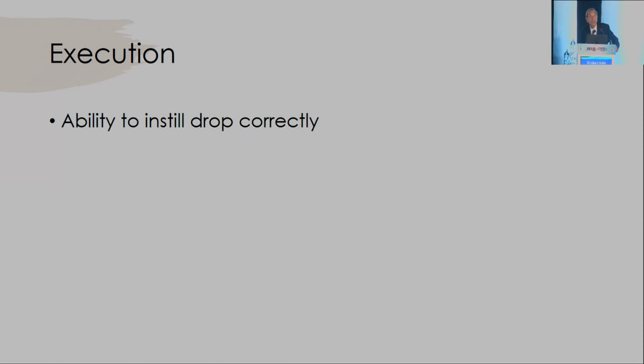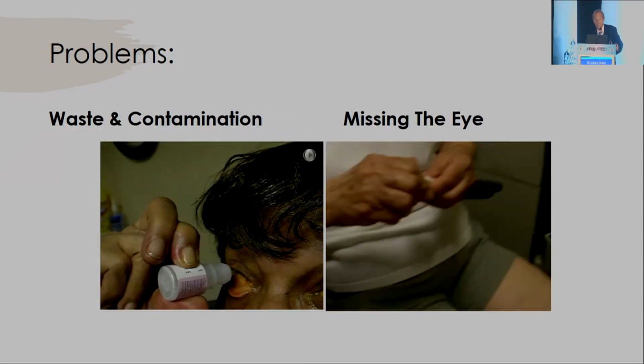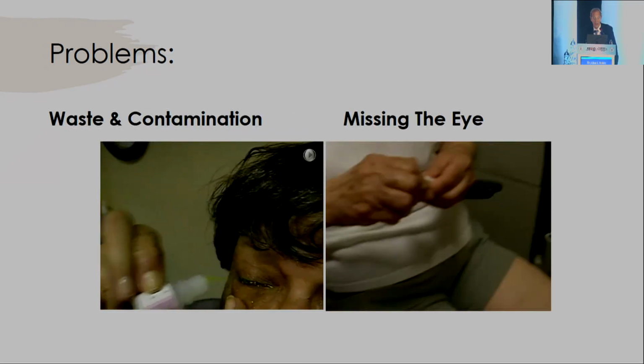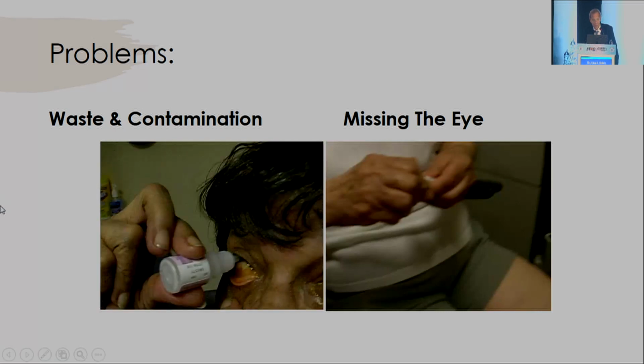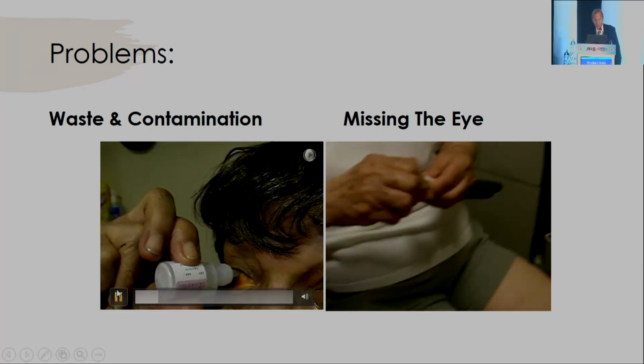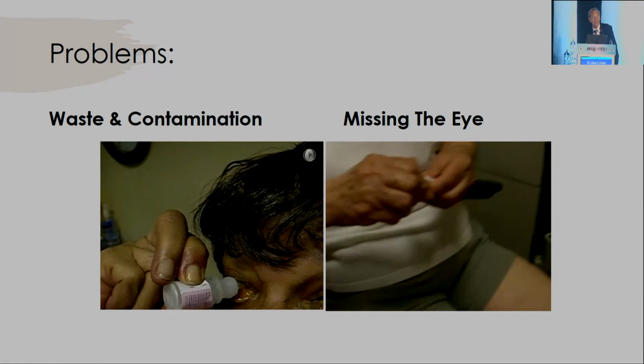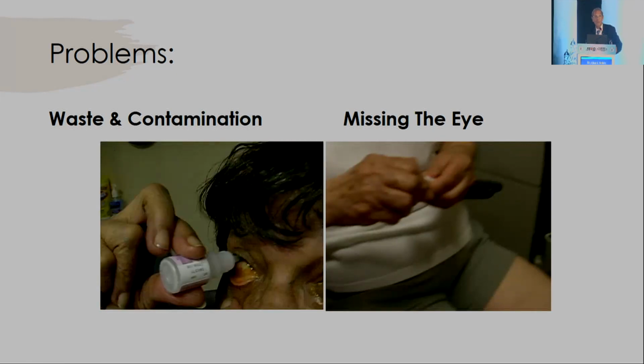I'm going to talk about execution now. There's nobody with a noose around here, but it's the ability to instill a drop correctly. You can see here, this is a lady 4 days after trabeculectomy. I'm going to replay that for you again. There it is. So I think she's wasting a little drop, so if you ever have a wound leak after a trabeculectomy, that may be why.